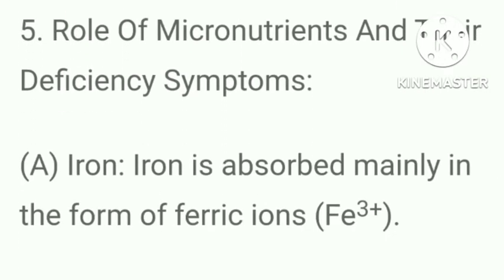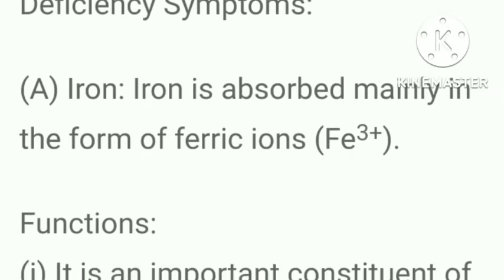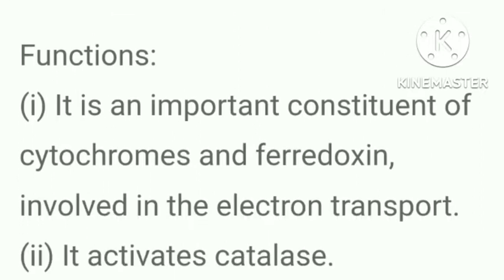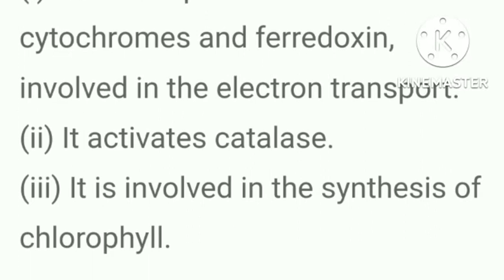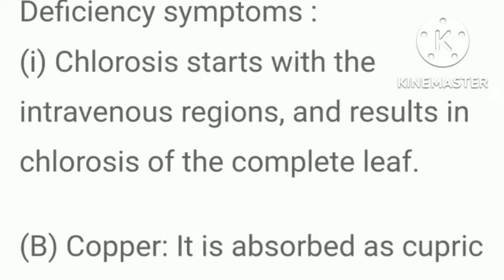Number 5: role of macronutrients and their deficiency symptoms. Iron is absorbed mainly in the form of ferric ions, Fe3+. Functions: it is an important constituent of cytochromes and ferredoxin, involved in electron transport. It activates catalase. It is involved in the synthesis of chlorophyll. Deficiency symptoms: chlorosis starts in the intervenal regions and results in chlorosis of the complete leaf.